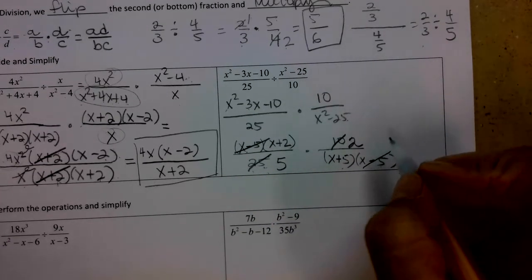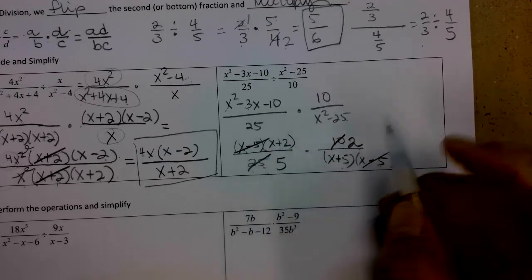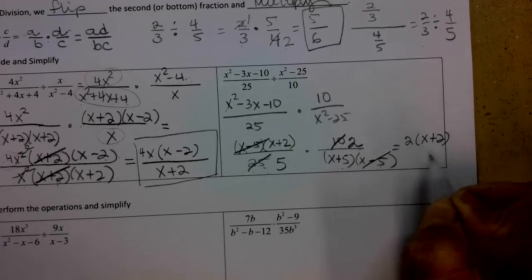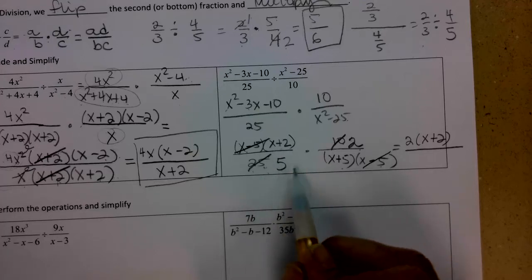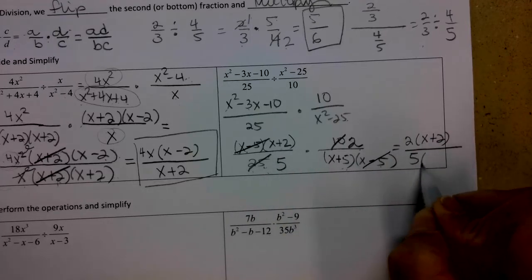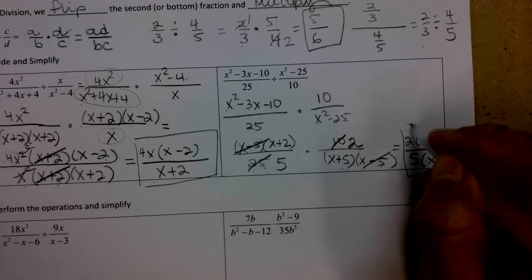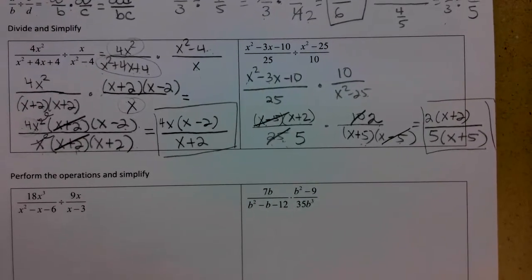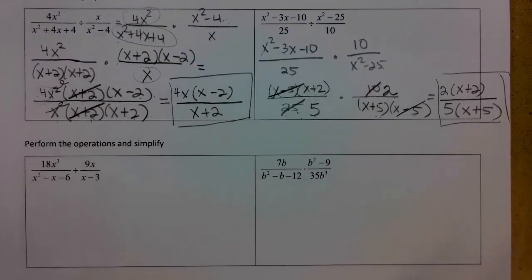So now I multiply across, right? So it's x plus 2 times 2, and move that 2 out in front. 2 times the quantity x plus 2. And then in the bottom, I have a 5 left over times x plus 5. Notice I'm keeping my binomials in their parentheses so that I remember that if I want to distribute, the 5 has to multiply everybody.